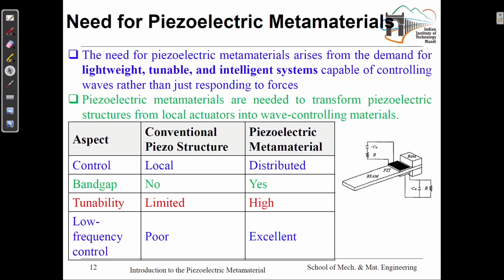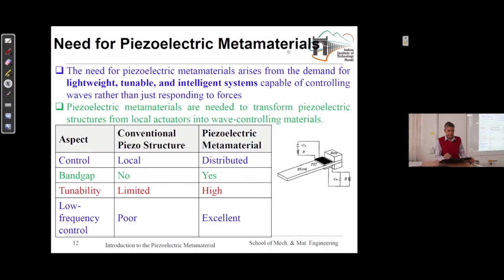So, the need for piezoelectric metamaterials. The need for piezoelectric metamaterials arises from the demand for lightweight, tunable and intelligent systems capable of controlling waves rather than just responding to force, right? Piezoelectric metamaterials are needed to transform piezoelectric structures from local actuators into wave-controlling metamaterials, right? So basically, traditional piezoelectric materials are local actuators.